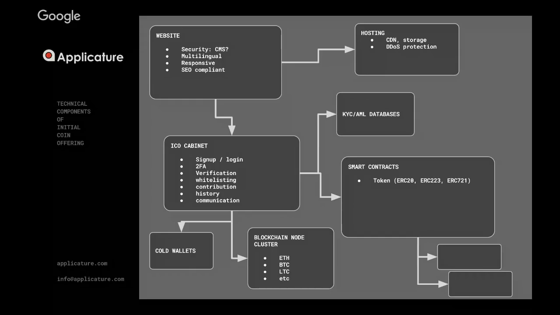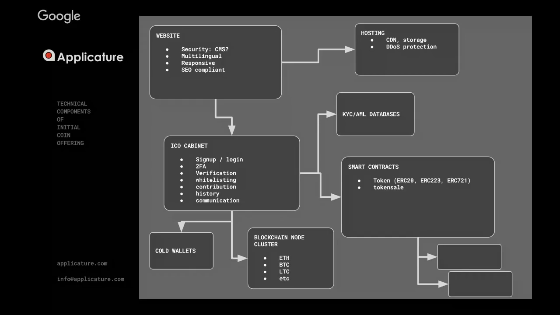ERC721 is a new standard for non-fungible tokens. Sometimes we see ICOs where these tokens make sense. For example, that would be the access token or the voting token or member token, something that is non-fungible, non-divisible.